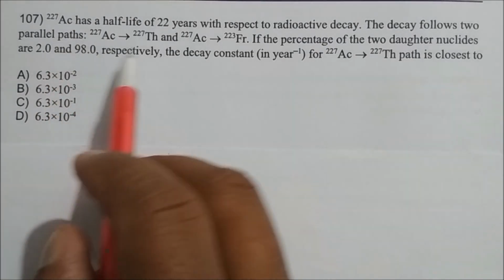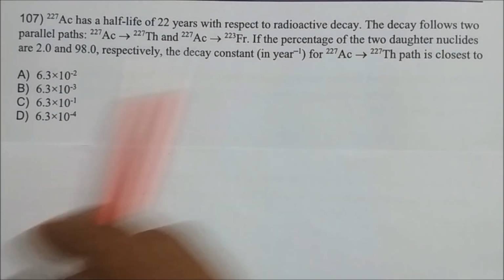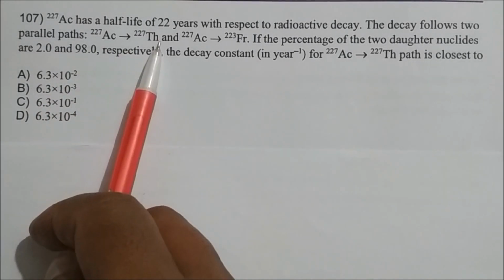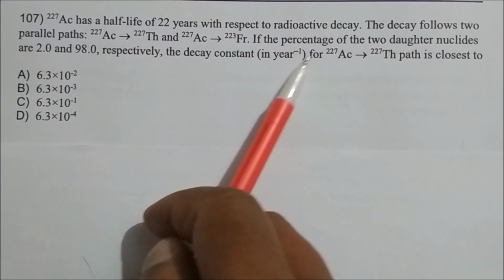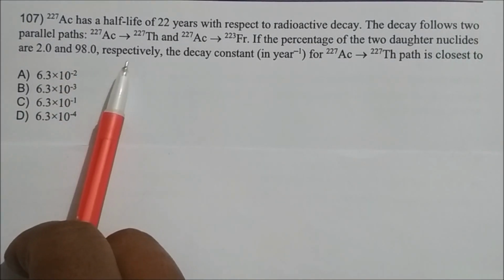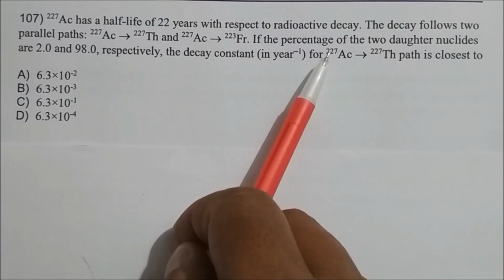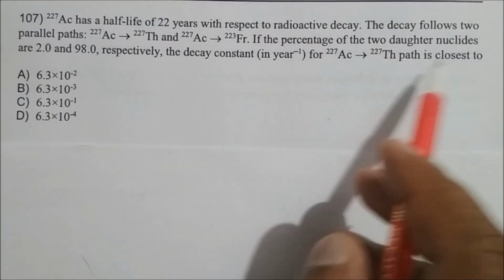Actinium-227 has a half-life of 22 years with respect to radioactive decay. The decay follows 2 parallel paths. One is with thorium, one is francium. The percentages of the 2 daughter nuclides are 2% and 98%, as given here. What is the decay constant in per year for the actinium to thorium path closest to?